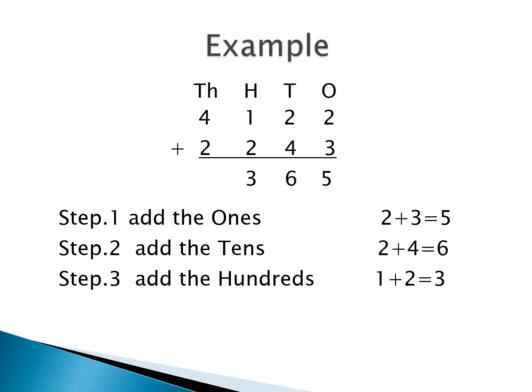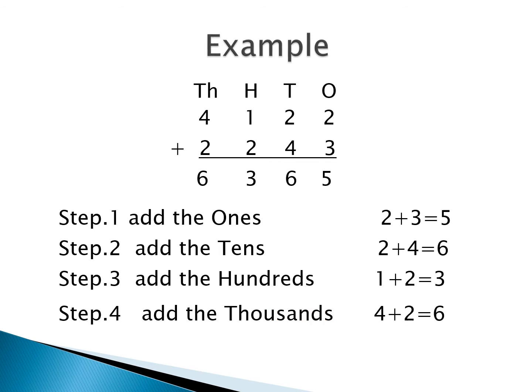Now come to the last column, thousands place value, 4 plus 2. 4 in my mind, 2 on my fingers. And let's count after 4, 5 and 6. So the answer is 6365. Let's see another example with regrouping.